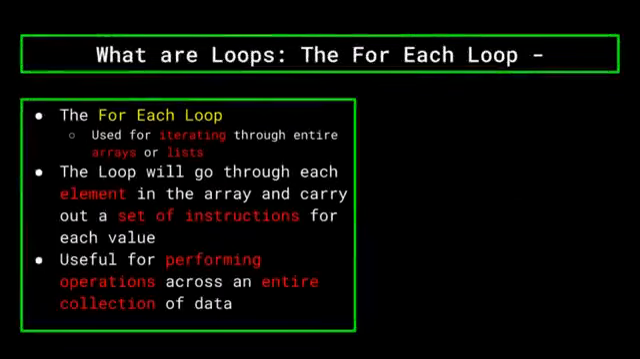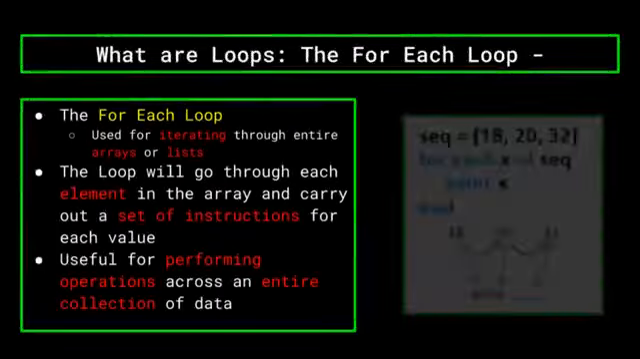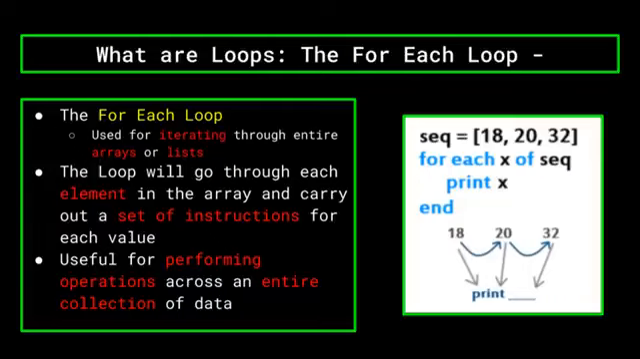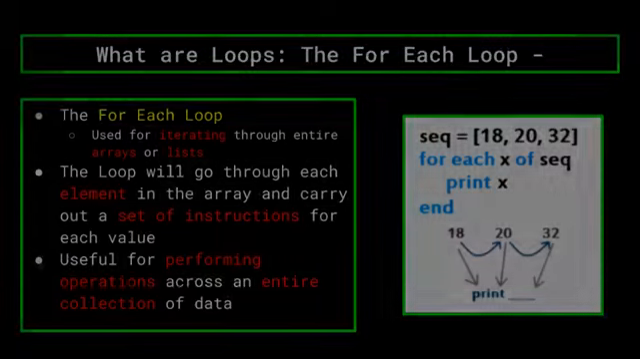After the for loop is the very similar for each loop. A for each loop, or a for in a list loop in Python, is used for iterating through arrays or lists. Essentially, the loop will go through each element in the array and carry out some set of instructions for each value. If you would like to read all of the elements in an array and compare them to some value, or perform some operation on them, a for each loop is extremely useful. So for example, we could have a for each loop which iterated across an array and simply printed out the value of each array location.